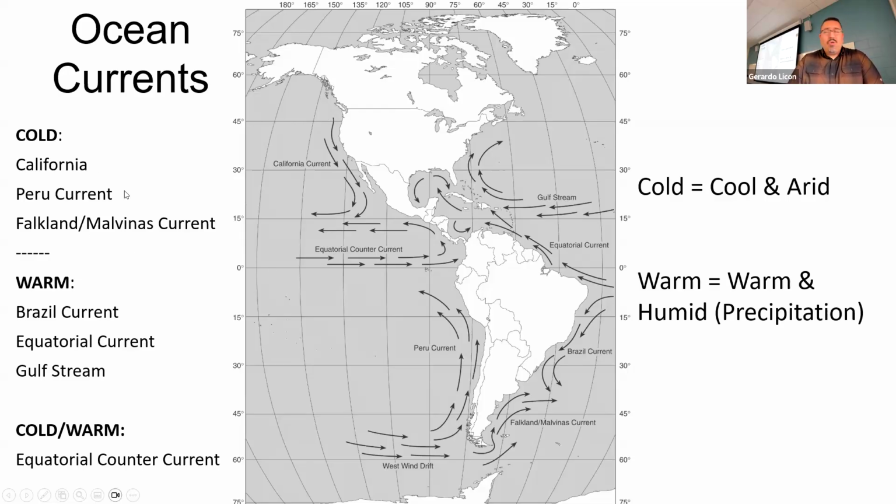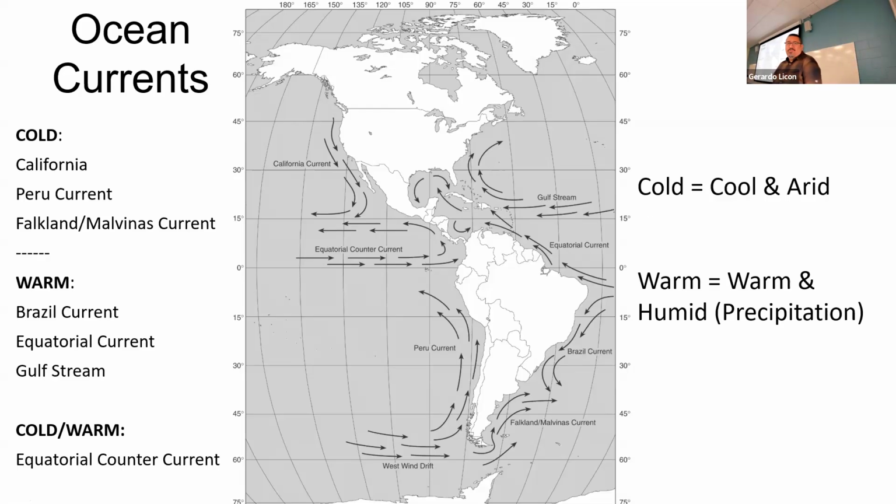And so that's what makes them cold, is that they're coming from a colder part of the planet toward the warmer part of the planet. The warm ones are the ones doing the opposite, coming from the equator and going toward the pole, like this example of the Brazil current. The equatorial countercurrent, well, it's kind of right at the equator, so it can vary.